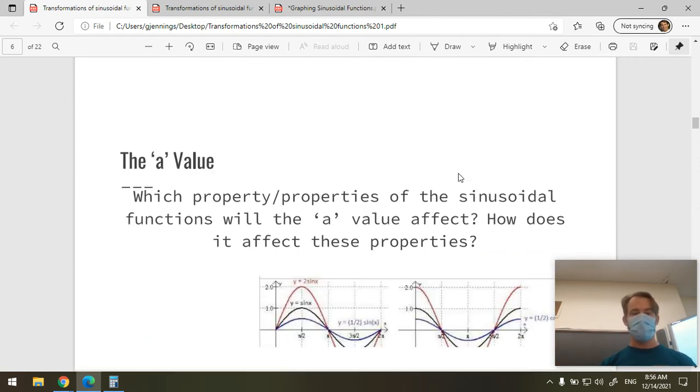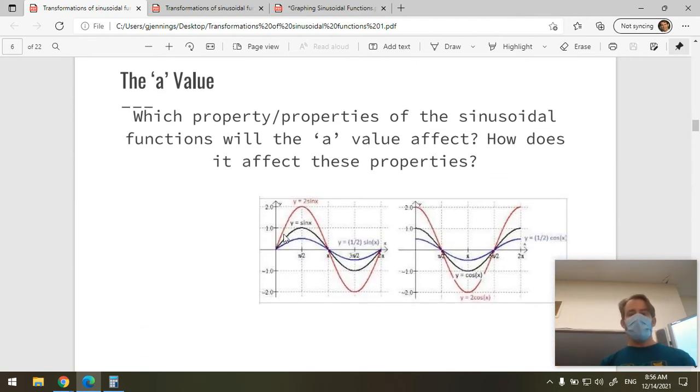So for the a value, what are the properties that the a value is going to change? Well, the a value is going to relate to maximum and minimum. Here you see the function 2 multiplied by sine x. So it goes big here and then comes down and then goes small there and then comes up.